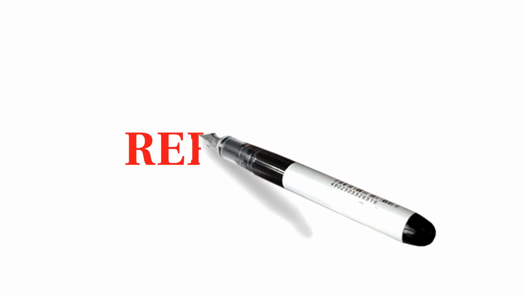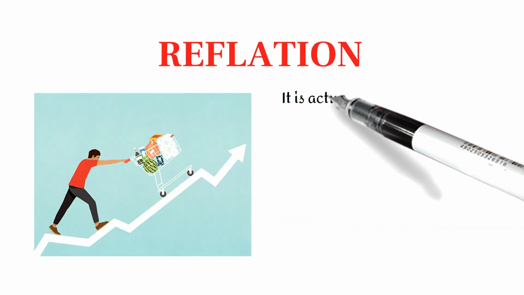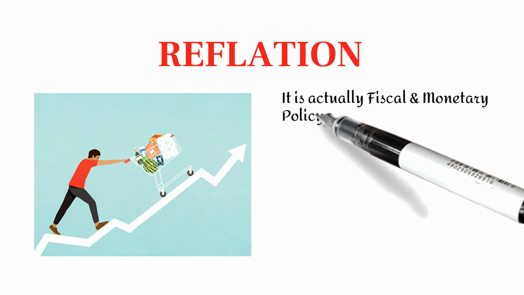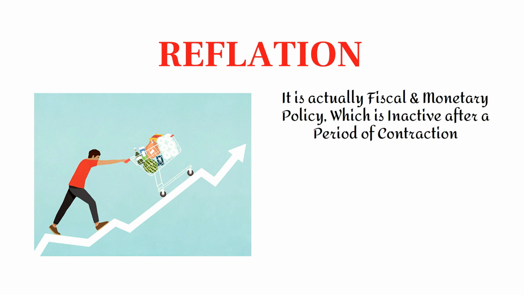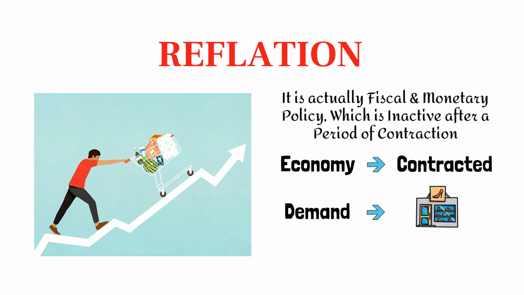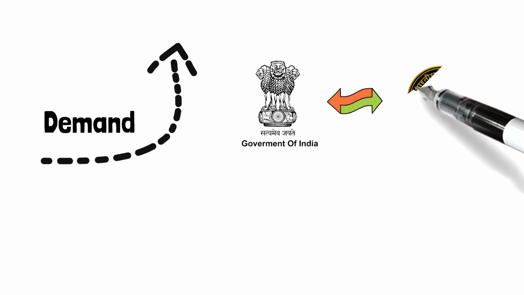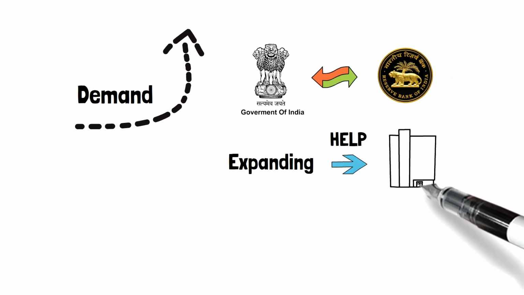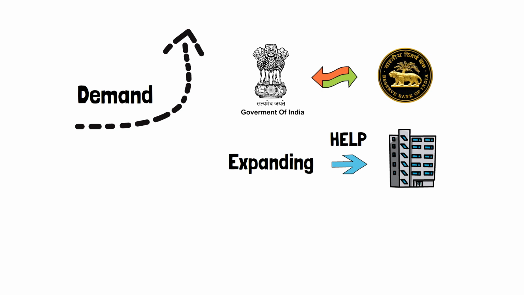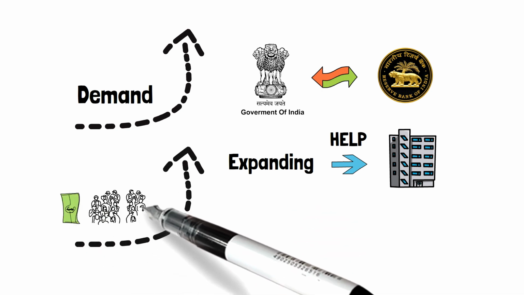Next term is reflation. It is actually a fiscal and monetary policy which is enacted after a period of contraction. Suppose our economy has contracted, there is a lack of demand in the market, there is a lack of money in public hands. Okay, so at that time, to boost the demand, the government or RBI will take certain steps that will help in expanding output of the industry or boosting spending of people.